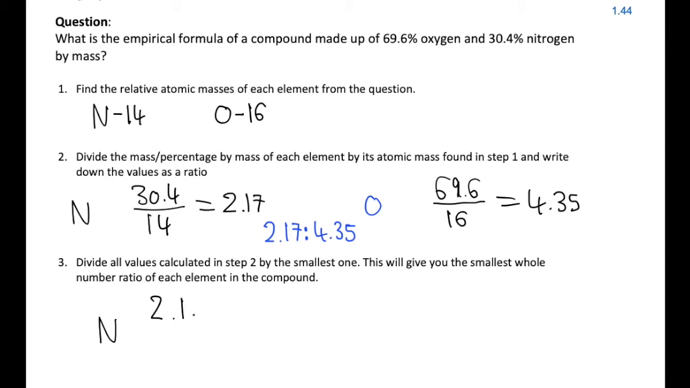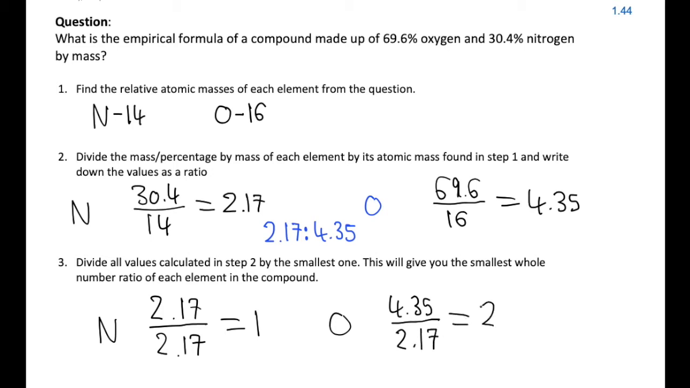So for nitrogen, we divide 2.17 by itself. 2.17 is the smallest number out of these two. So we get 1 for that. For oxygen, 4.35 divided by 2.17 will give us a number very close to 2. The real number, if you put this into your calculator, is actually 2.0046, but we can round it up to 2.